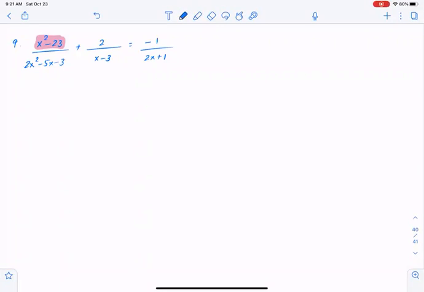So we move on to the left-hand side and see if we can factor 2x squared minus 5x minus 3. Is there a factor? I believe that we can factor it as 2x plus 1 multiplied by x minus 3. And we'll just set that equal to the right-hand side.